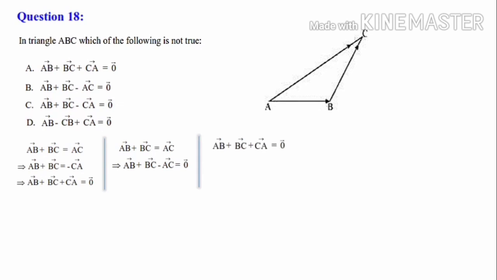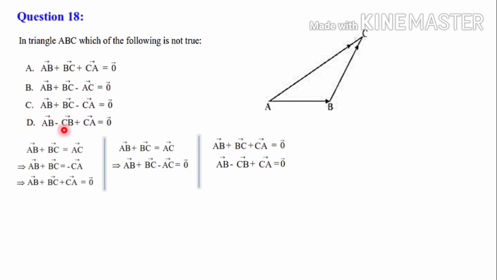The next one, AB plus BC plus CA equal to 0 vector. This is the first statement. Since it is true, we are using that statement: vector AB plus vector BC plus vector CA equal to 0 vector. Then in vector AB plus BC, we are changing the direction to the opposite, that is minus CB will come if you change the direction. So vector AB minus CB plus CA is equal to 0. That is our fourth statement.